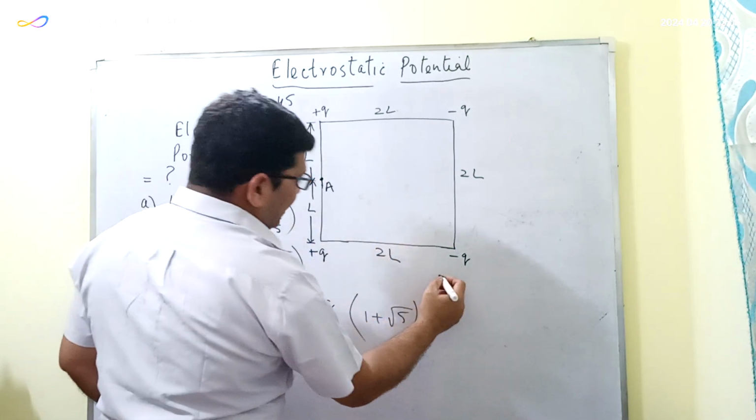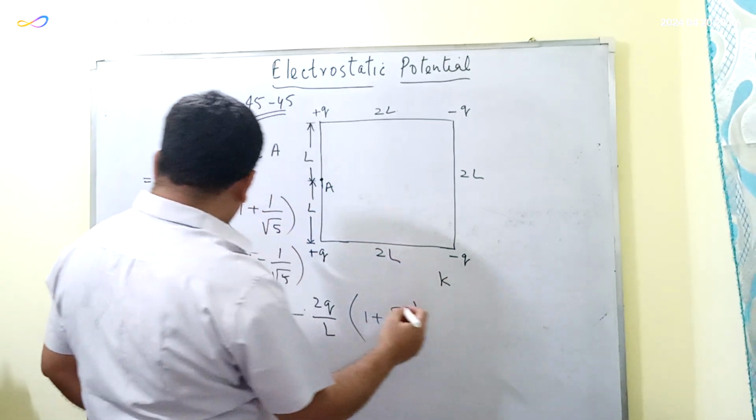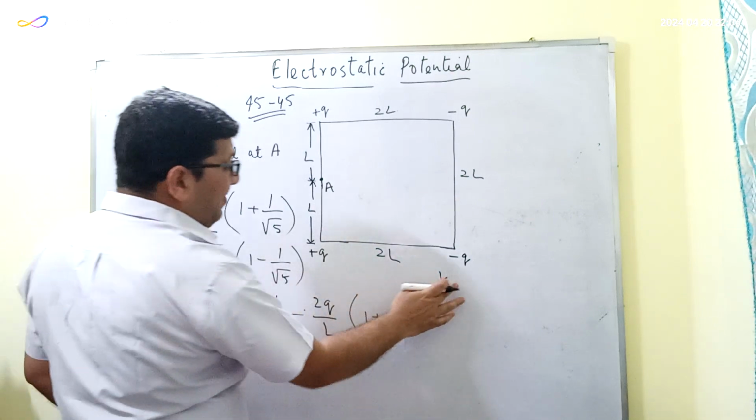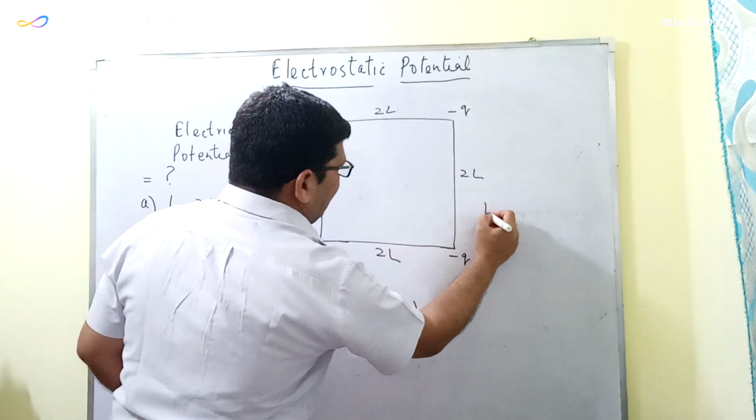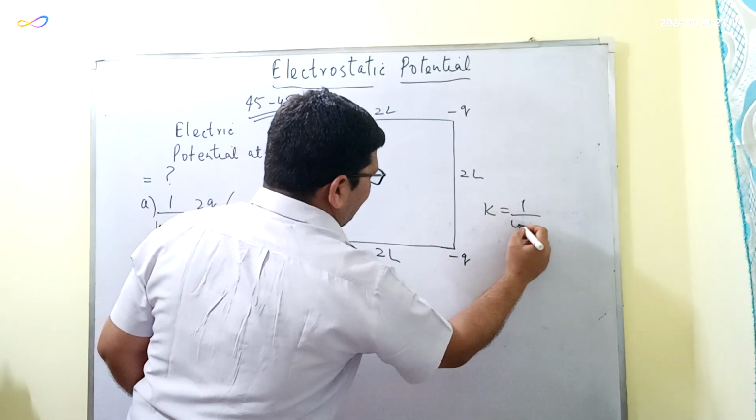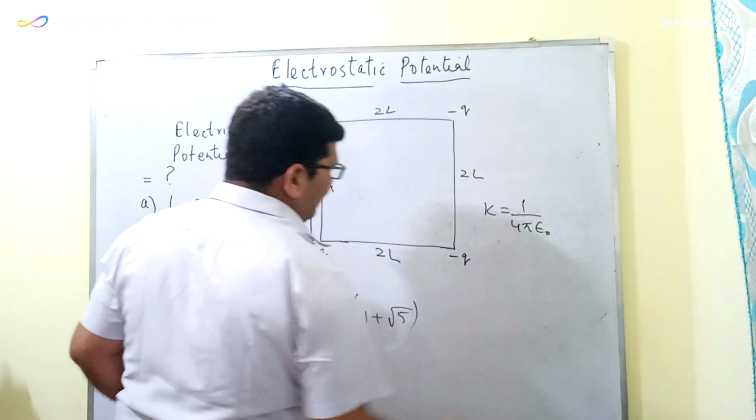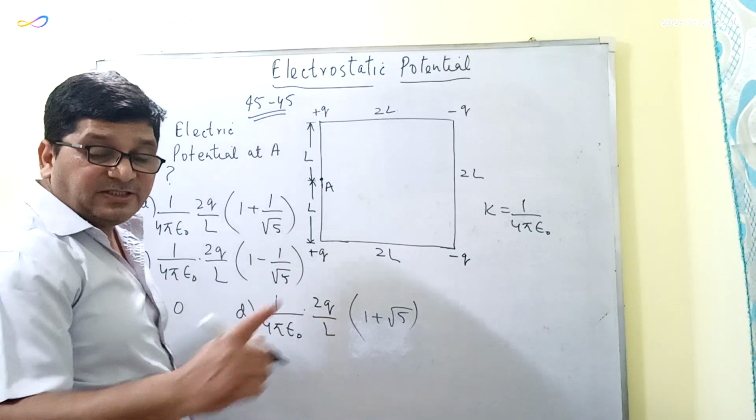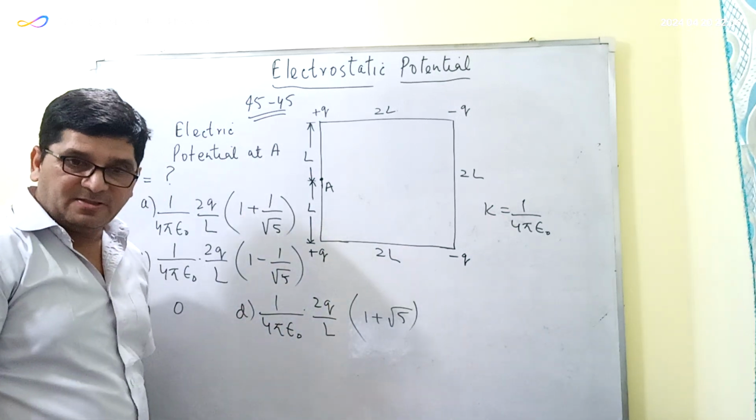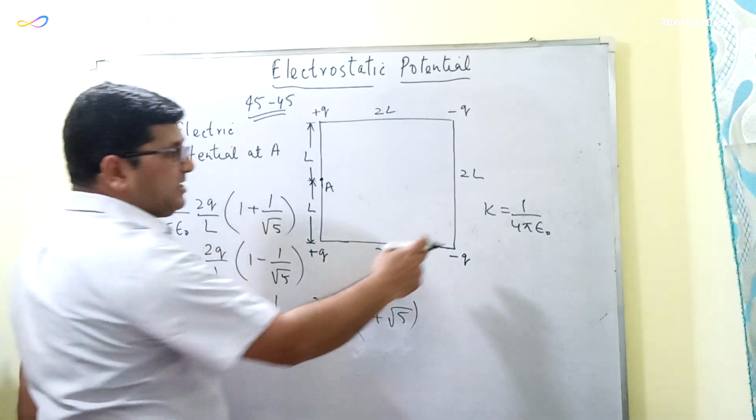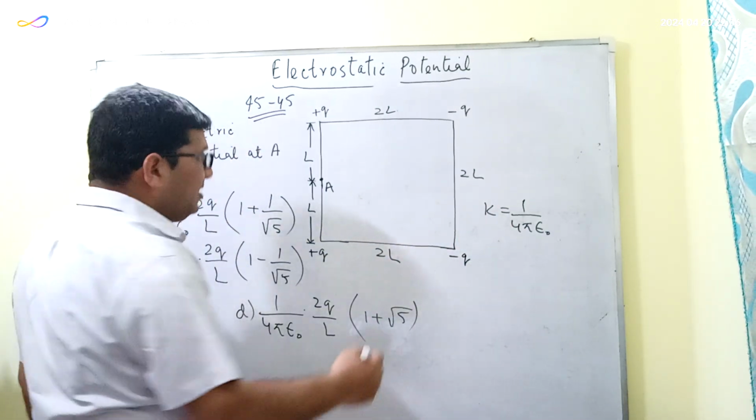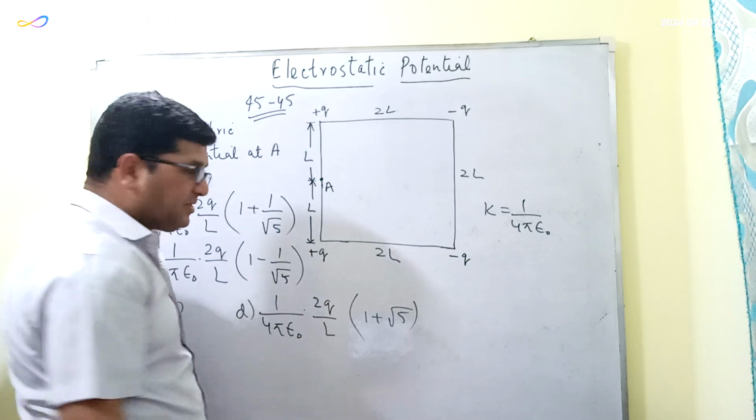So due to plus Q, what will the potential be at this point A? kQ by r. That is k. Here we will not keep k, because k is equal to 1 by 4 pi epsilon naught if the charges are placed in free space. Okay? If the charges are placed in free space, then k is equal to 1 by 4 pi epsilon naught. So we are assuming that these charges are placed in free space.